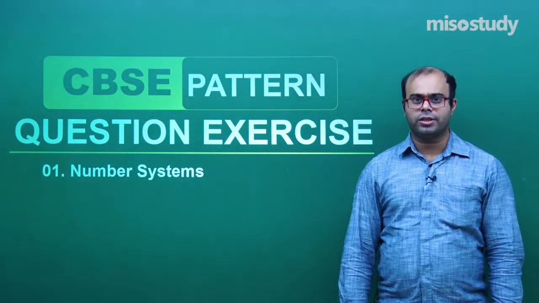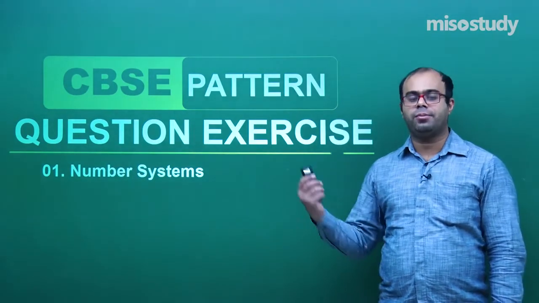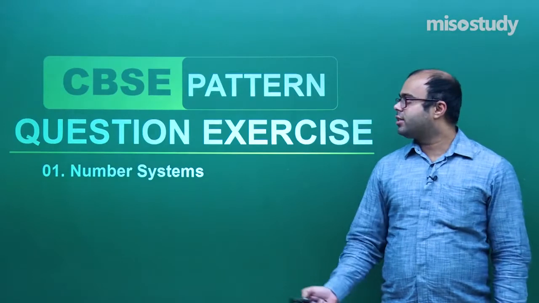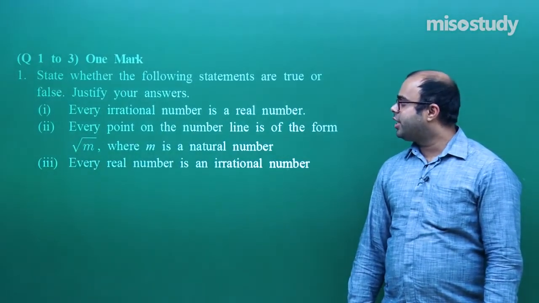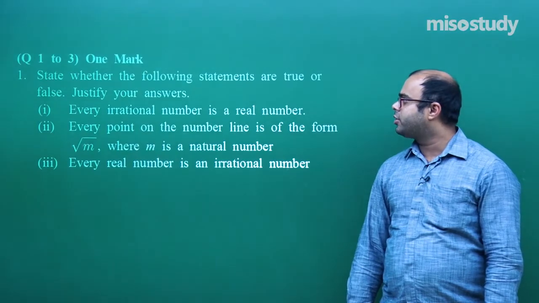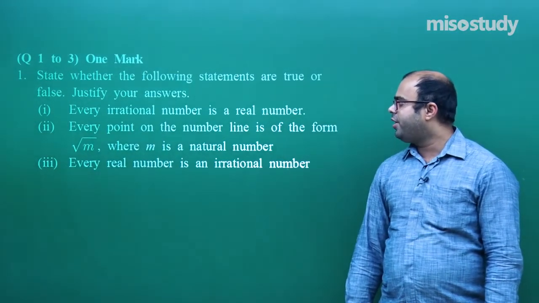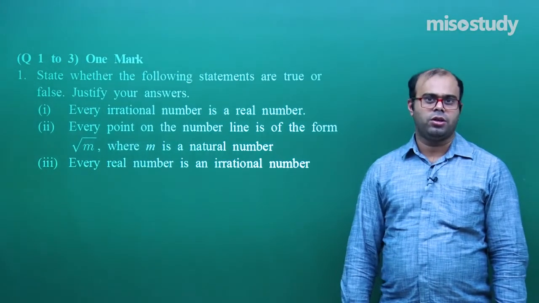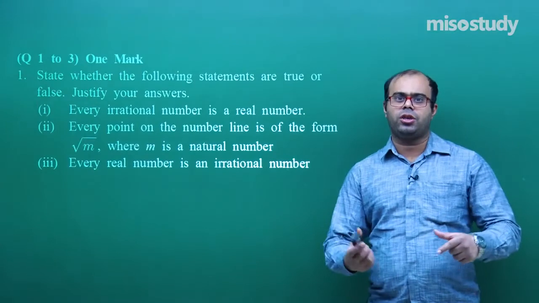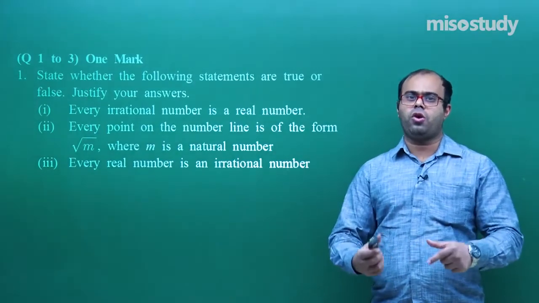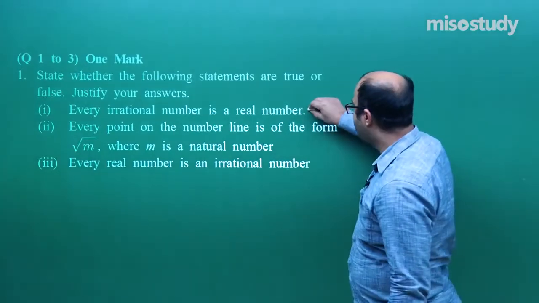Here we are going to discuss some CBSE pattern questions, and those questions are of the chapter number systems. So let us see. The first question is of 1 mark. It says state whether the following statements are true or false and justify your answers. First is every irrational number is a real number. So this is a true statement because irrational number and rational number together form the set of real numbers. So every irrational number is a real number.